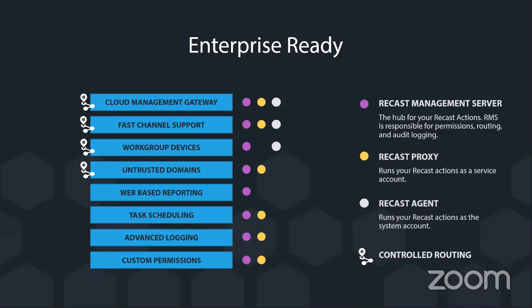Today, I mentioned we're going to be focusing on this enterprise ready tier. In particular, we're going to be focusing on areas that have that controlled routing icon on them: the cloud management gateway, fast channel support, workgroup devices, and untrusted domains. These are areas where, in my opinion, Recast Management Server really shines. It allows you to customize where and how right-click tools are being run within your organization in order to be able to extend the right-click tools to those environments.